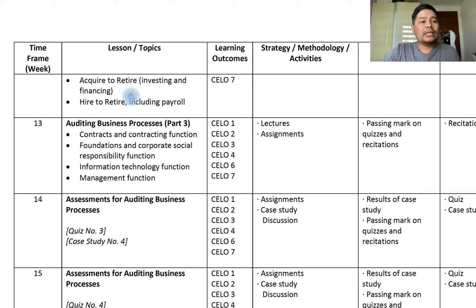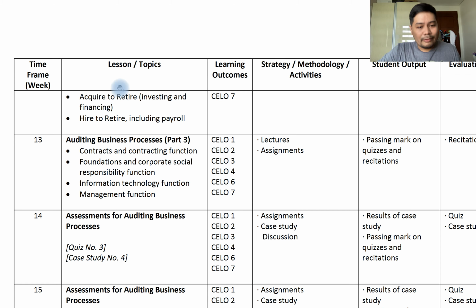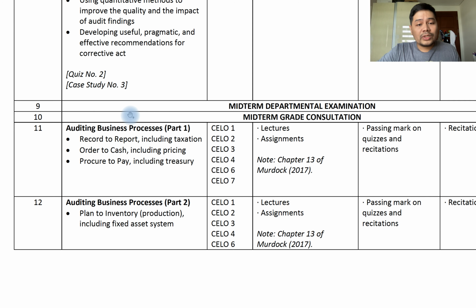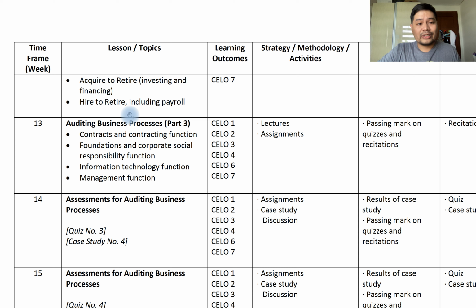Okay, also included ito rin, acquire to retire. Pwedeng through investment and financing. So hindi lang sa fixed asset system. We also have here yung payroll system, yung hire to retire, including the payroll. Okay, so yung parts 1 and 2 na-cover na ito sa accounting information system. So review ulit. Okay, and next will be the auditing, part 3, including the contracts and contracting function.